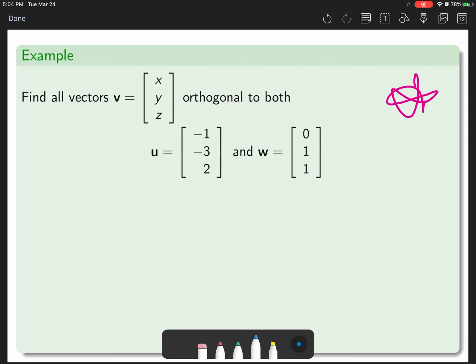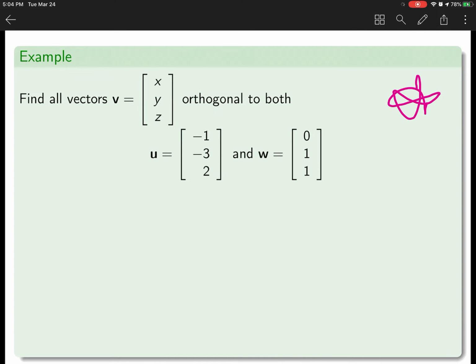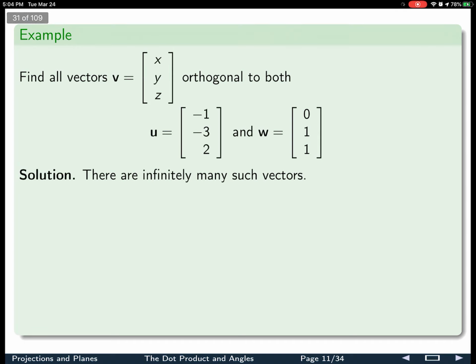This one is a little bit more interesting. Find all the vectors that are orthogonal to both u and w at the same time. So what we can do is set up a couple of dot products here. Yes, there are infinitely many such vectors. All of the vectors that would be orthogonal to these two would be pointed in the same direction. They'd just be scalar multiples of each other.